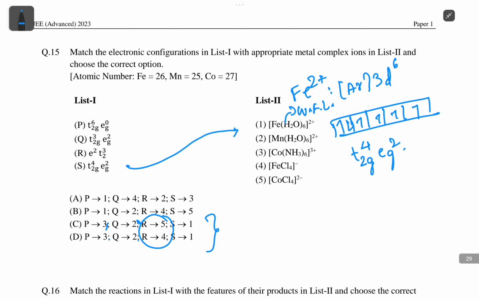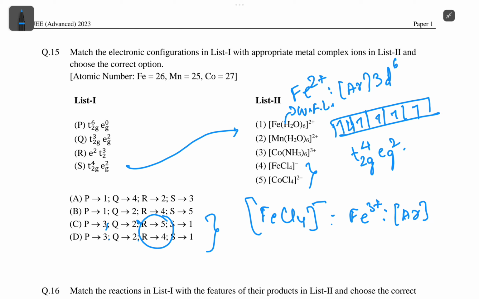So R can be either this or this. So FeCl4 minus, note that this has coordination number 4. This is Fe3+, and Fe3+ is Ar 3d5. Again, this being a weak field ligand, this is a strong field ligand, but that won't help because we don't need to worry about Q.